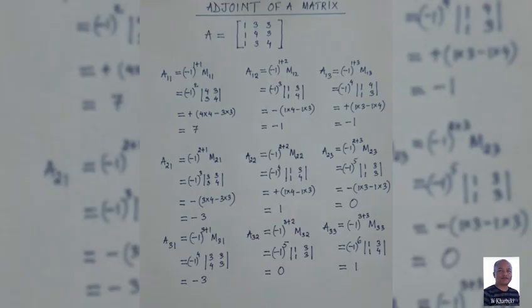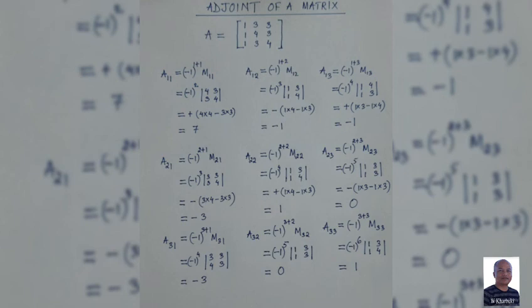So here on the screen I have shown you how to find the cofactors of the entries in the last row of the given matrix. I will not explain here, but make sure that you understand whatever you have seen on the screen.